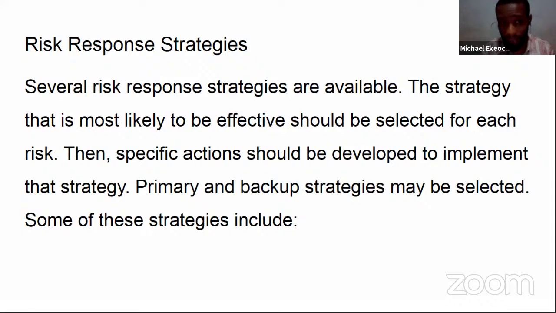If you're not too sure, you can try out a particular strategy. If that one does not work, you can try out another type. You just keep trying, but you have to make sure that in these trial sessions, you are not wasting a lot of money or resources. So you have to be very careful when you're selecting the type of strategy you'd like to use to take care of any particular risk.